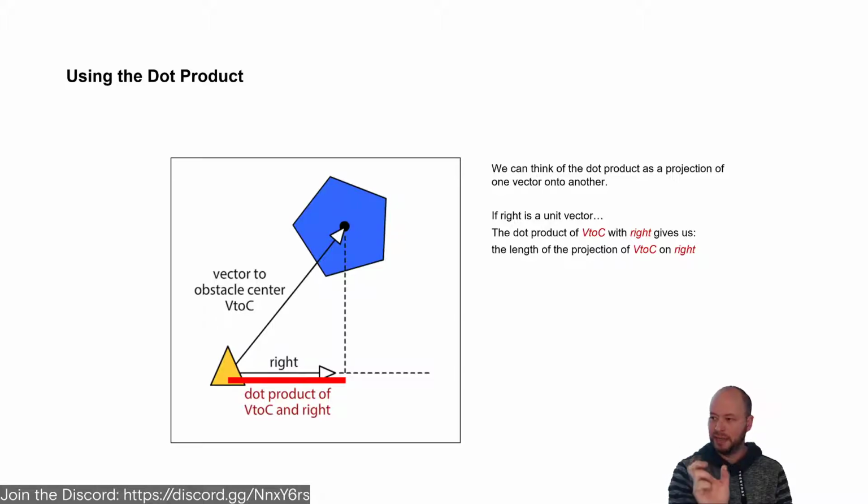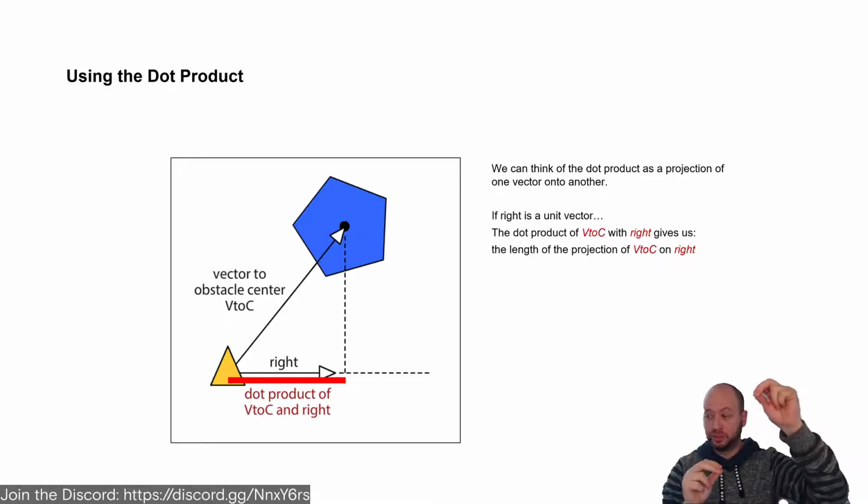So if we want to get that magnitude, the cosine is going to be that value, that red line divided by the magnitude of V2C. So all I have to do is take the magnitude of V2C and move it over to the other side of the equation. So it's basically going to be the dot product times the magnitude of V2C divided by the magnitude of right, which is just 1 because it's a normalized vector, times the magnitude of V2C.